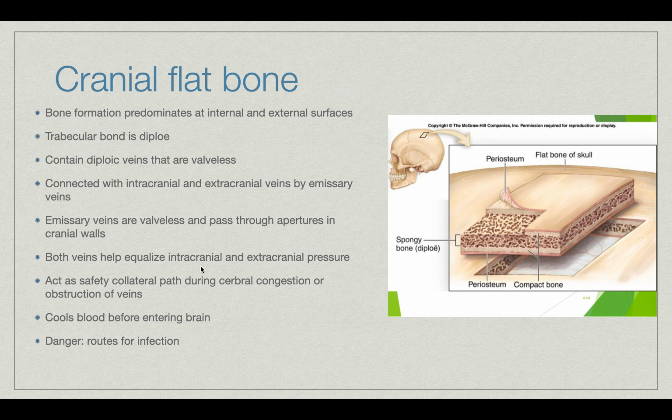Both of these types of veins will equalize intracranial and extracranial pressure, and they act as a safety collateral path during some kind of cerebral congestion or obstruction of the veins, and it cools the blood before entering the brain as well. The danger is these are incredibly dangerous routes for infection because they're valveless and they penetrate quite deeply in the brain.